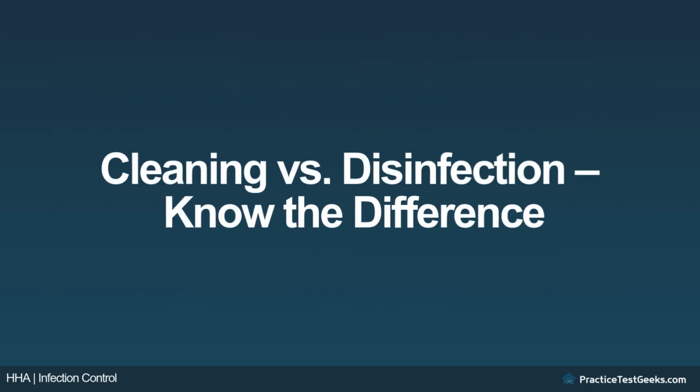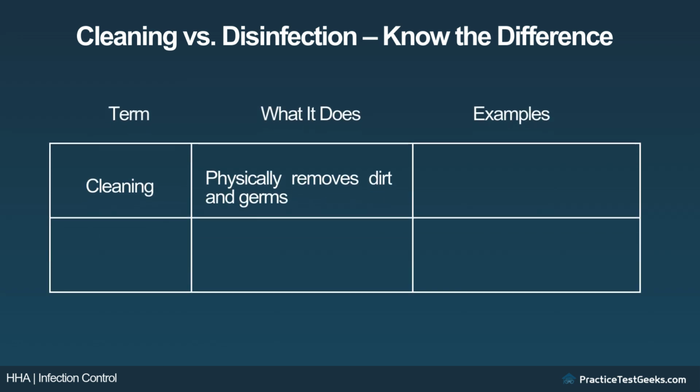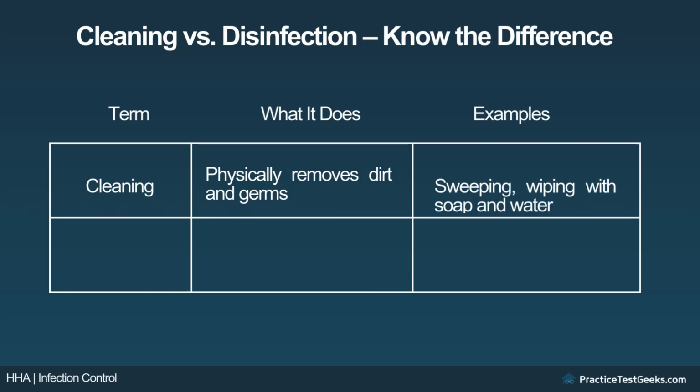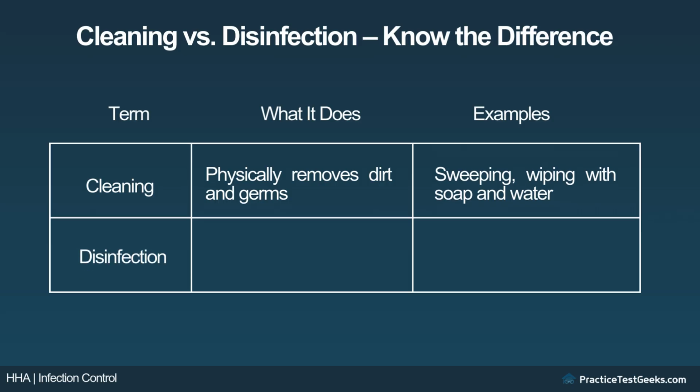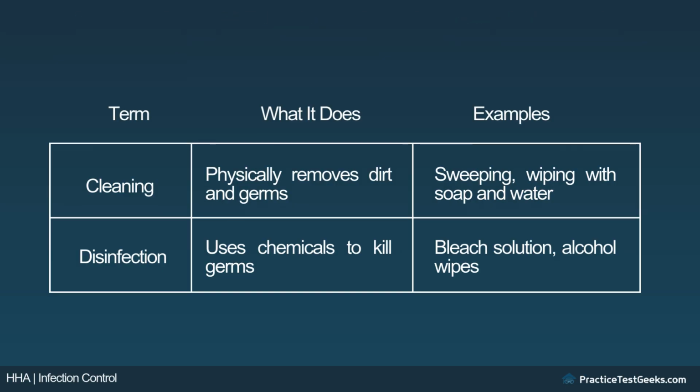To protect clients in a home care setting, it's important to understand the difference between cleaning and disinfection, and why both are necessary. Cleaning means physically removing dirt and germs from surfaces. Examples include sweeping and wiping with soap and water. Disinfection, on the other hand, means using chemicals to kill germs left behind after cleaning. Common disinfectants include bleach solutions and alcohol wipes. Important: cleaning must happen first before disinfection is effective.